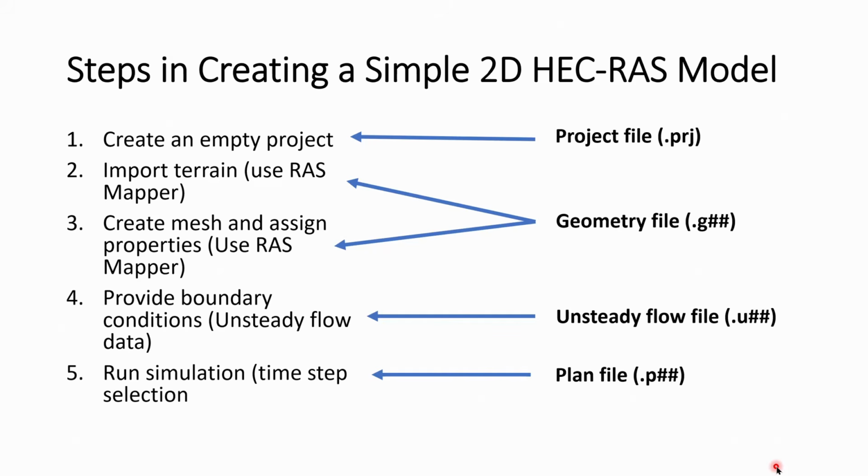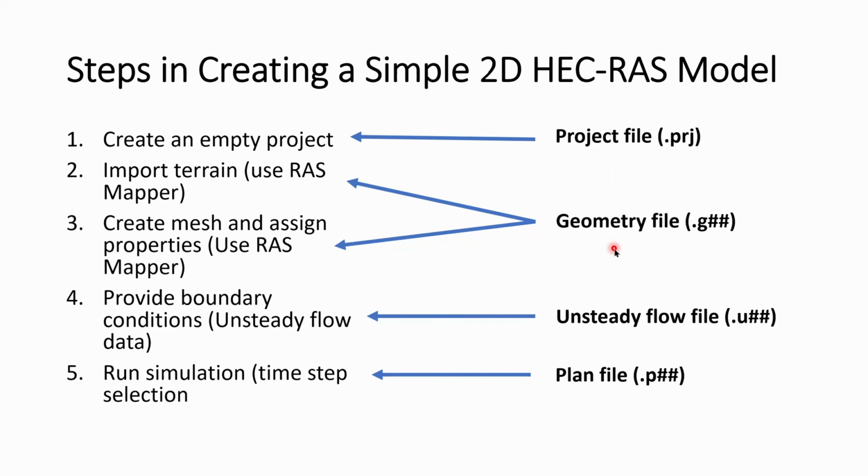Similar to 1D HEC-RAS model, these are the steps that we have when creating a simple 2D HEC-RAS model. We are going to create an empty project. We are going to import the terrain or a digital elevation model. Instead of drawing cross sections, bank lines and flow paths, we are going to create a mesh and assign properties, specifically the Manning's n, and then we are going to provide boundary conditions, and finally we are going to run the simulation. And we have seen these files with the 1D model.